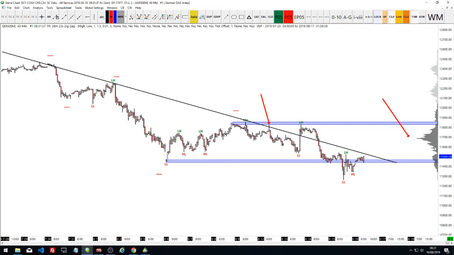If we break through that, there's a low volume area here that you can see price just cutting through quite quickly, and getting up towards this higher volume node may not be completely unlikely.